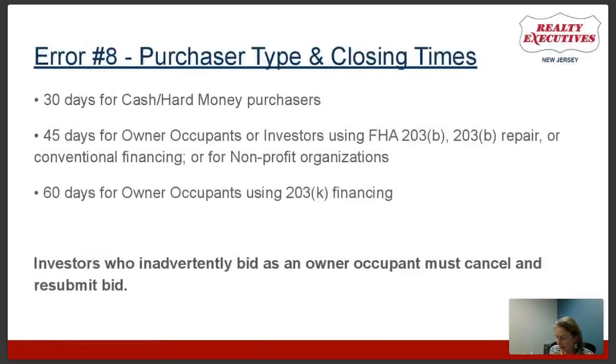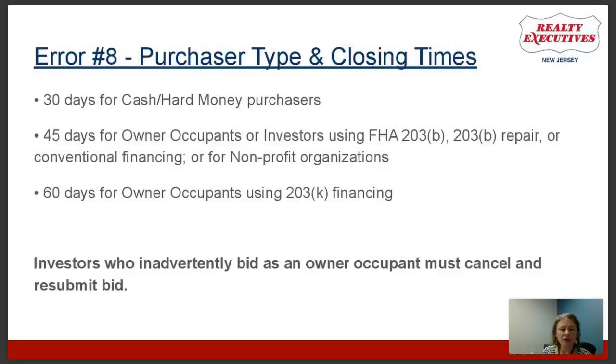The next error is purchaser type and closing times. For anyone purchasing with cash or hard money, that is where they're calling this a cash purchase, the closing has to be within 30 days of the acceptance of the offer.